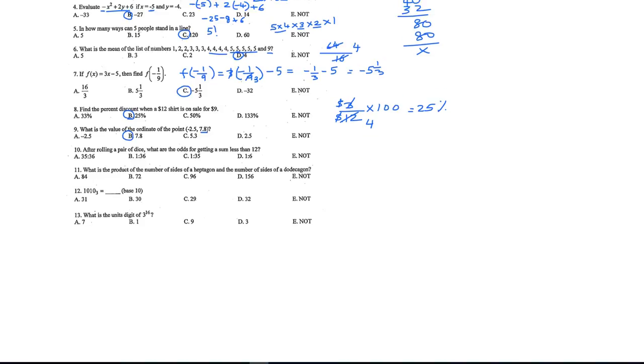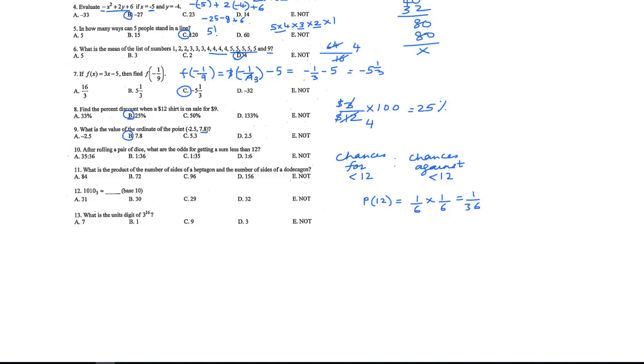Question number 10. After rolling a pair of dice, what are the odds of getting a sum less than 12? So essentially the question is chances for getting less than 12 and chances against less than 12. The maximum that we can get with a pair of dice is 12, and the probability of getting 12 is 1 by 6 multiplied by 1 by 6. That is equal to 1 over 36.